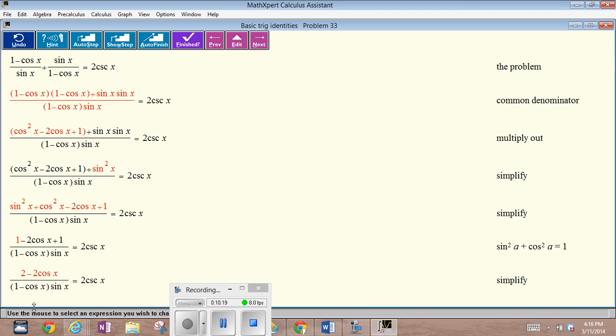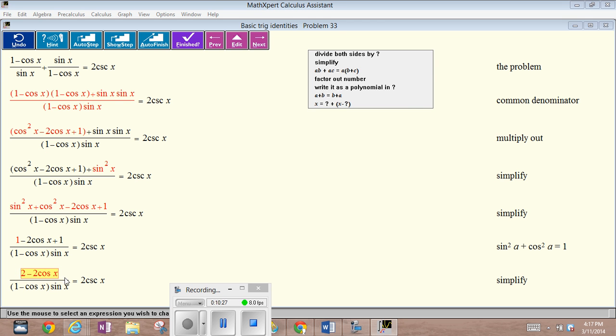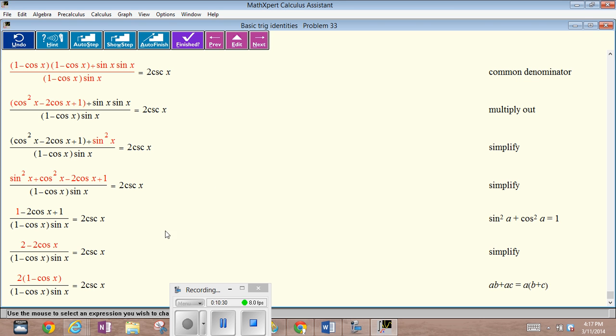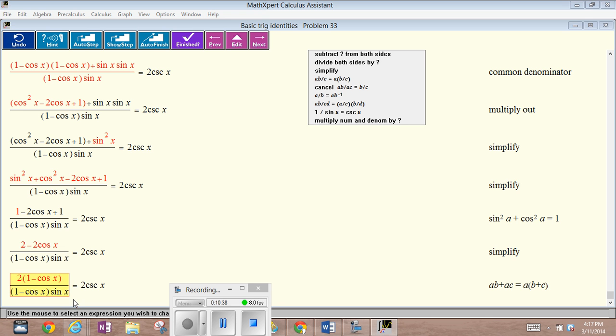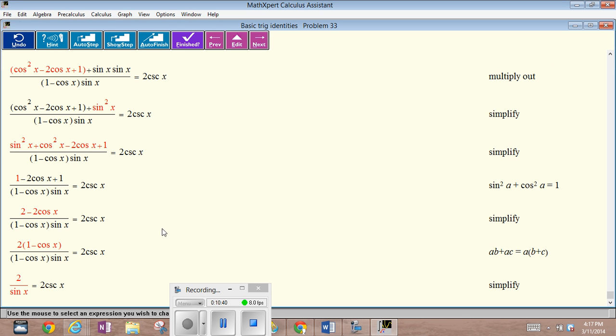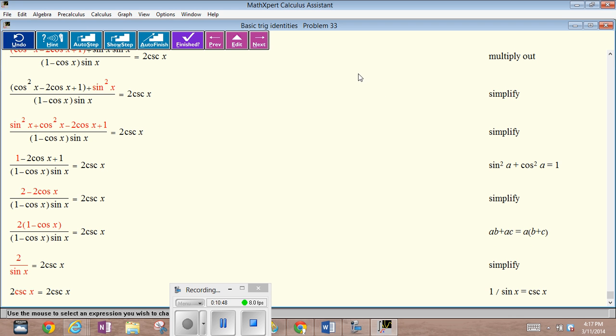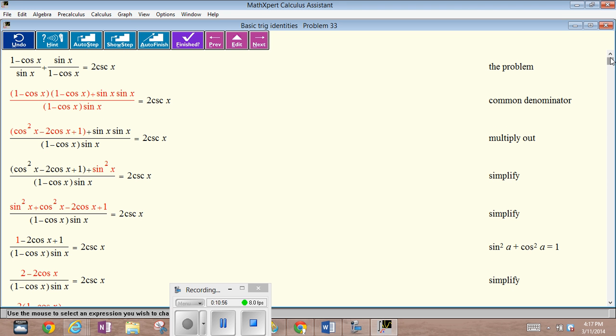So let's see what happens downstairs here. Well, I can see it already. I can actually see a 2 as a common factor coming out of there. And now I've got a 1 minus cosine x in the numerator and the denominator. They're going to cancel out nicely, and that's going to give us essentially 1 over sine x, which is the cosecant x, and we've got both sides balanced. So there's another problem to think about doing for yourself.